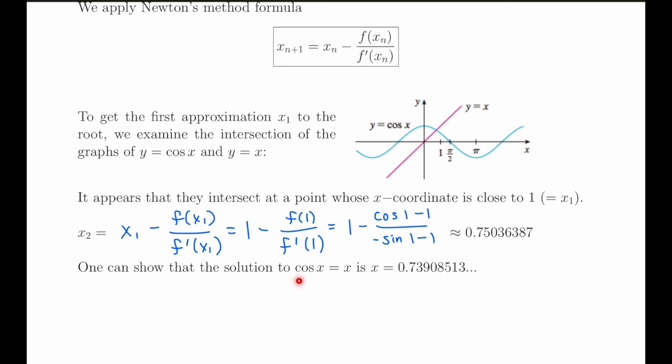But just so you know, the actual solution to this equation looks something like this. Again, we've gotten closer to this number by doing an iteration here, right? Compared to 1, we have a much better approximation to the root. And again, if you wanted a better approximation, you would keep going, right? Find x3, x4, and so on.